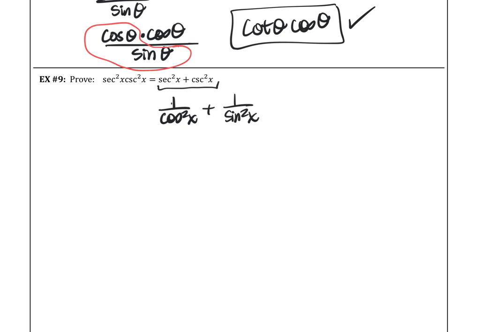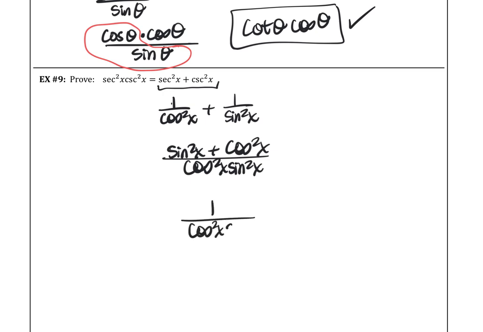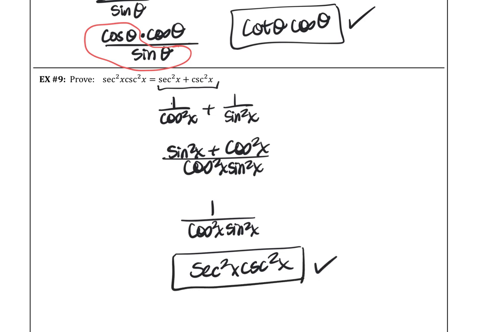So if we add these together, getting a common denominator would be cosine squared times sine squared. So first fraction, we'd have to multiply by sine squared. Second fraction, I have to multiply by cosine squared. And that's an identity that I know. That's 1 over cosine squared sine squared. And then if I take the reciprocal of both of these, I'm going to get where I needed to go. So sine squared x, cosecant squared x. Voila. That is what I have over here, and that's what I need. Very good.